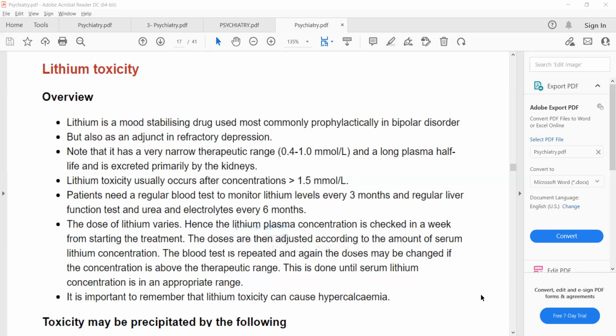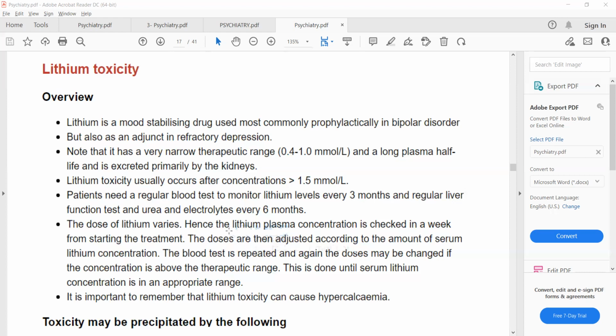And because lithium can cause nephrotoxicity and hepatotoxicity, we need to check liver function tests and kidney function tests such as urea and electrolytes every 6 months. So lithium levels every 3 months, and LFTs and KFTs are measured every 6 months.